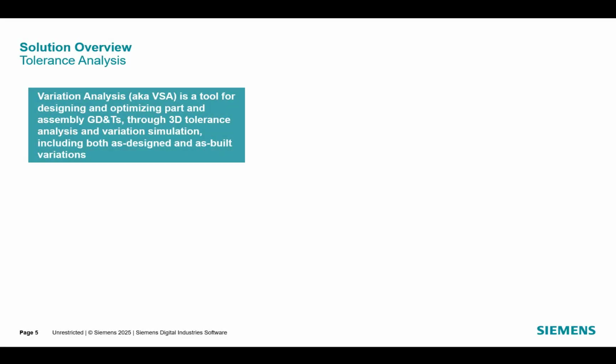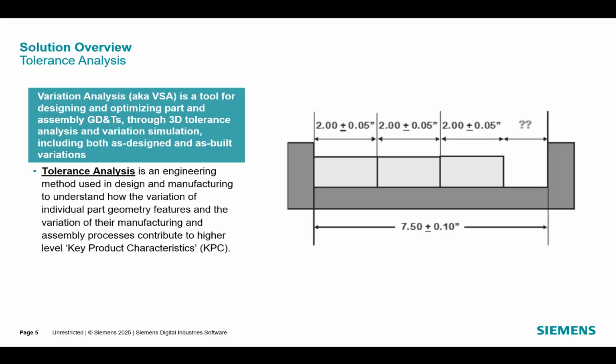VSA is an engineering tool in our MBQ portfolio for designing and optimizing part and assembly GD&Ts. It does so through tolerance analysis and variation simulation. Tolerance analysis or stack-up study is an engineering method for understanding how the variation of individual part geometric features and the variation of their assembly process contribute to higher level key product characteristics, also known as KPC.